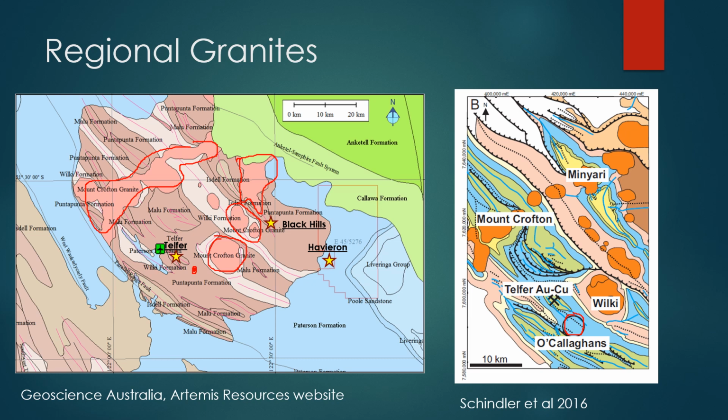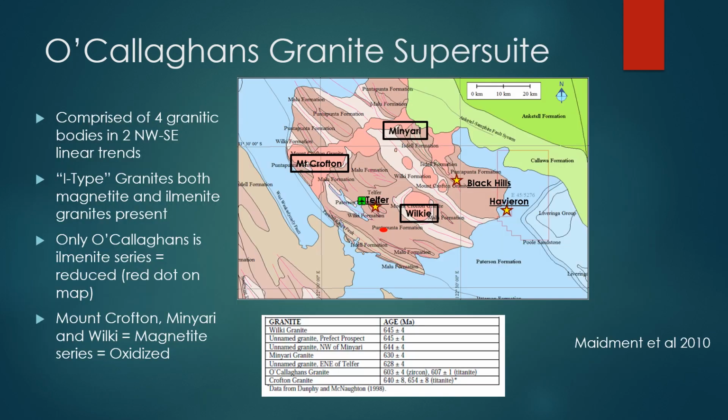But you can see they crop out all over the Ionina Basin. They can be split into Mount Crofton, Minyari, Wilkie, and O'Callaghan's groups. There are a few unnamed ones that haven't really been assigned, but the point is we've got these Neoproterozoic age granites that are cross-cutting the Ionina group sediments, and ultimately these intrusions are providing the heat, the hydrothermal fluids, and possibly the metals into this wider area.